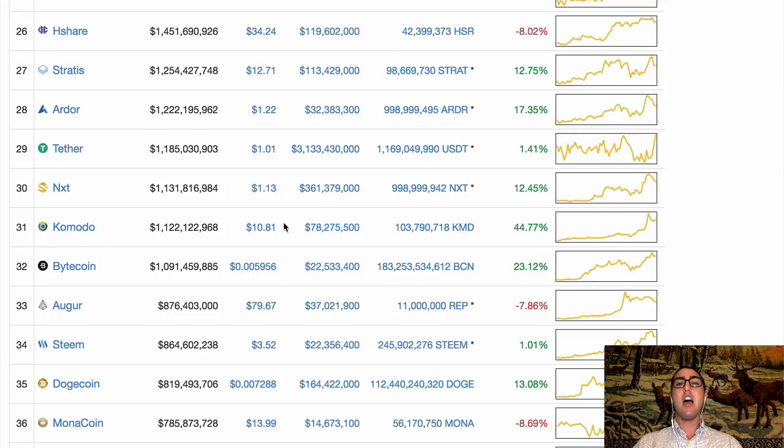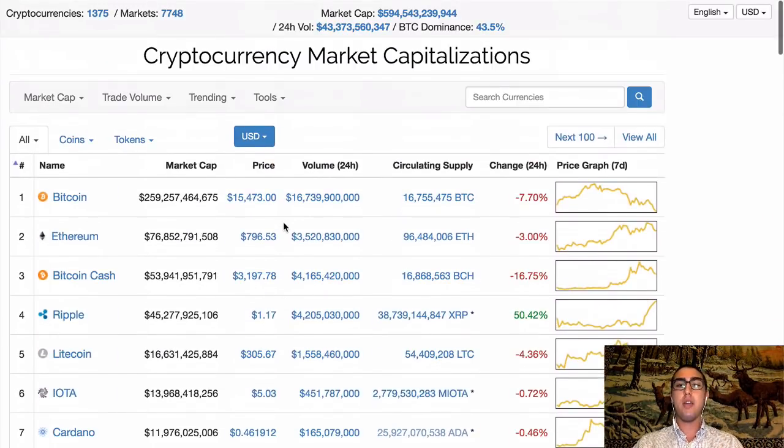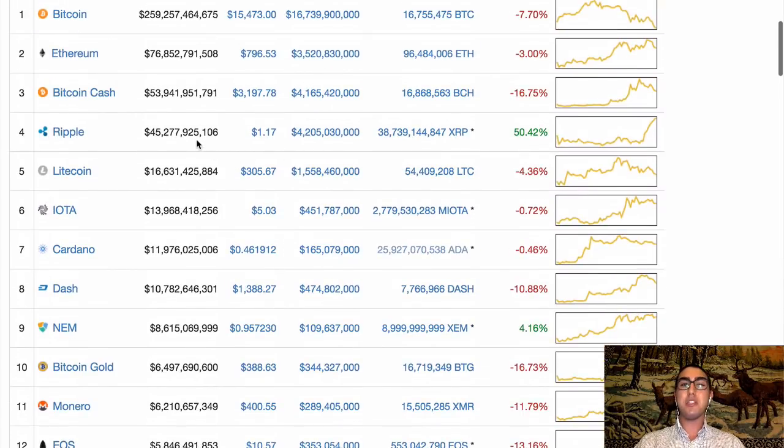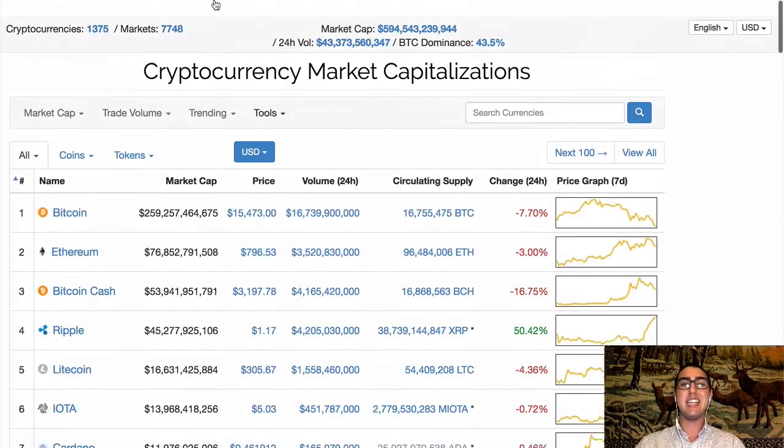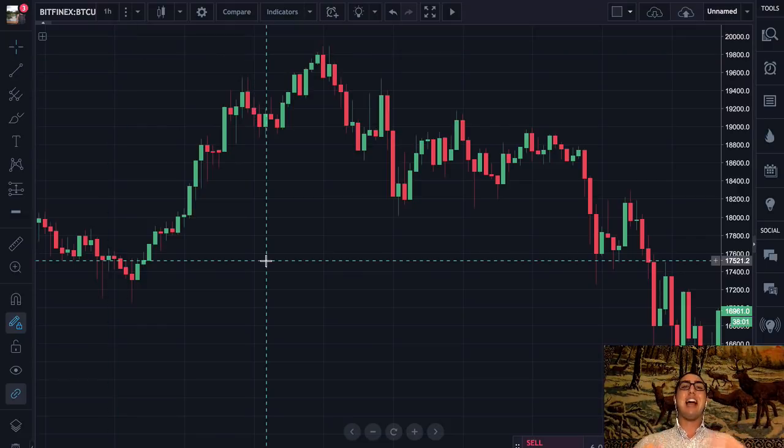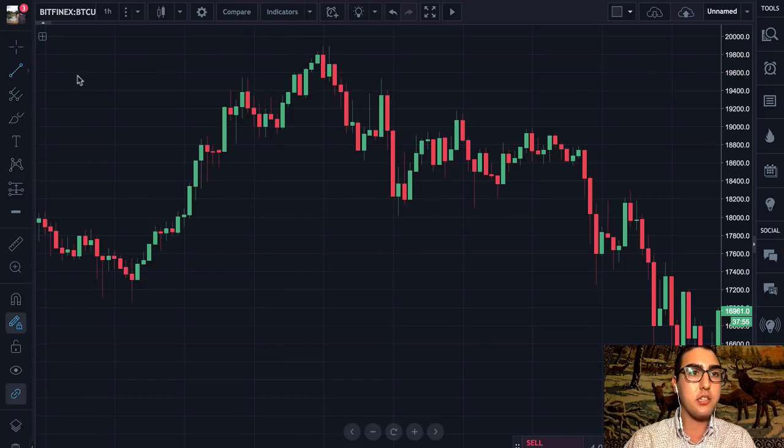As you guys can see, our current market is pretty much all red with a few exceptions here. Ripple just killing it at $1.17. But let's go ahead and show you guys exactly how I actually prevented myself from losing profits with this recent Bitcoin sudden drop. So we saw this pattern form here.